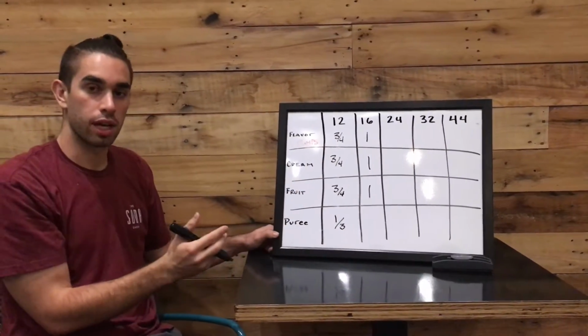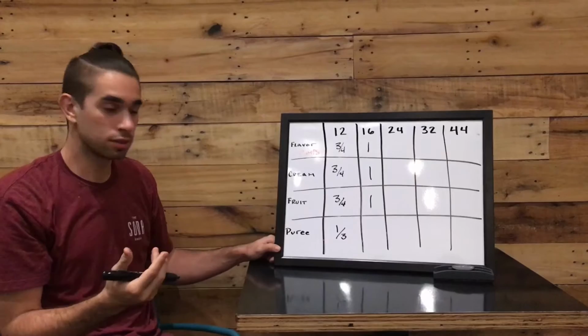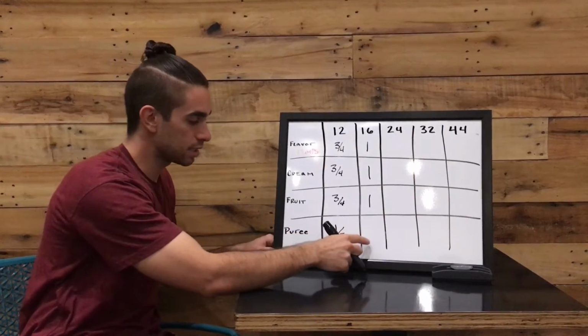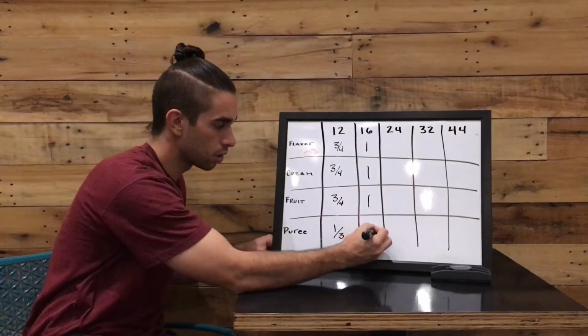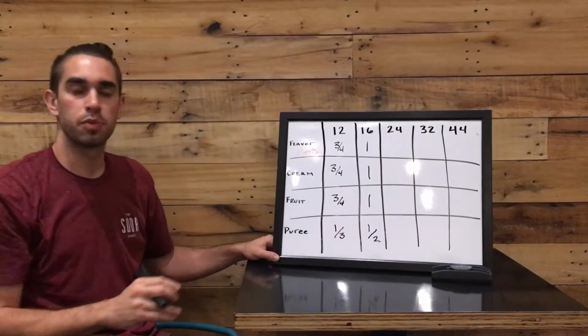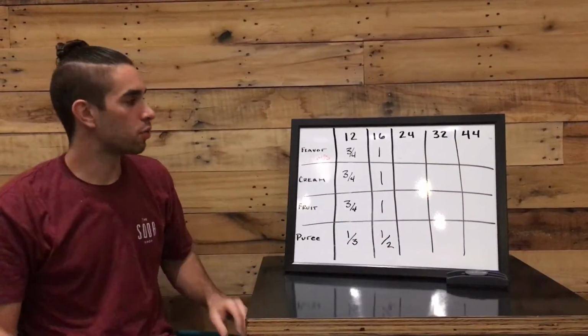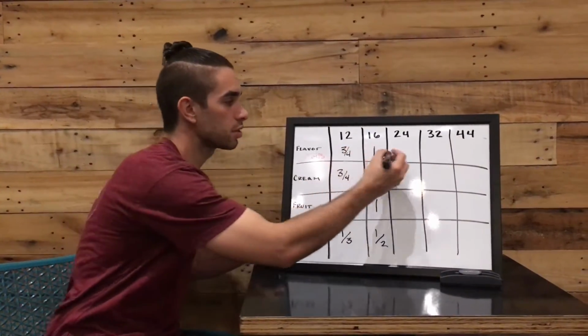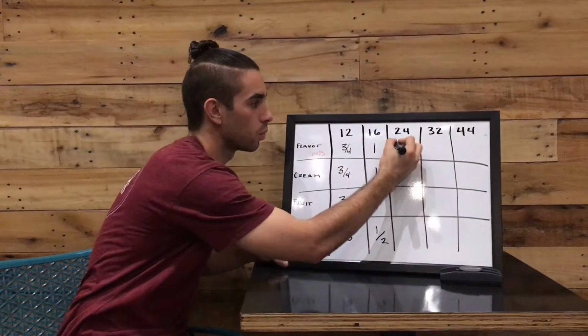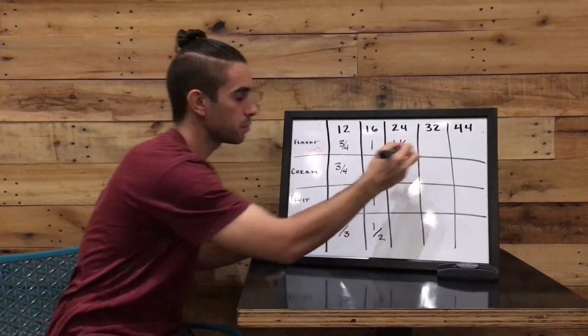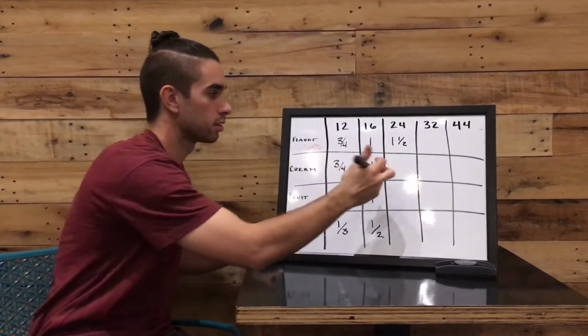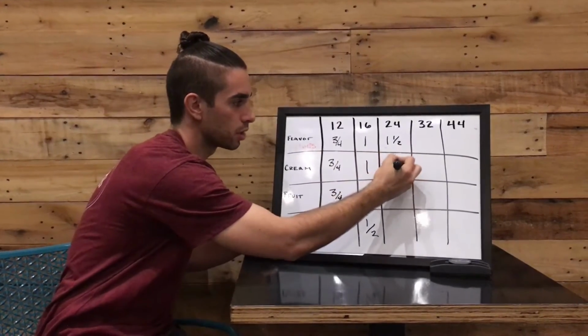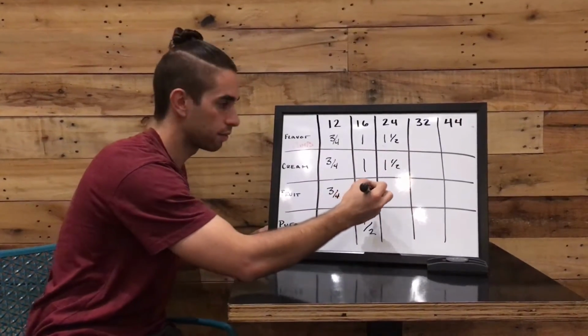Now let's go over the puree. In a 12 ounce, it's 1/3. In a 16 ounce, we're gonna do 1/2 pumps of puree. Now let's go over the 24 ounce. In a 24 ounce, we're gonna put in 1 1/2 pumps of flavor. Cream, we're gonna do the same thing, 1 1/2.